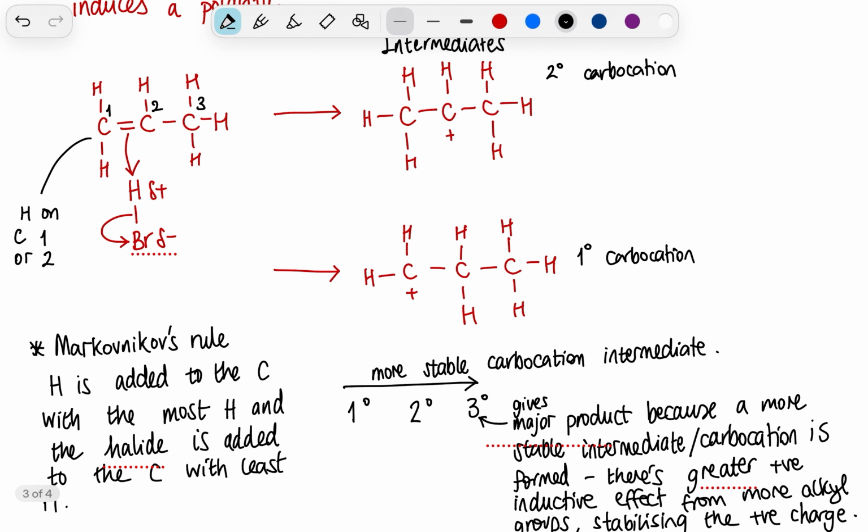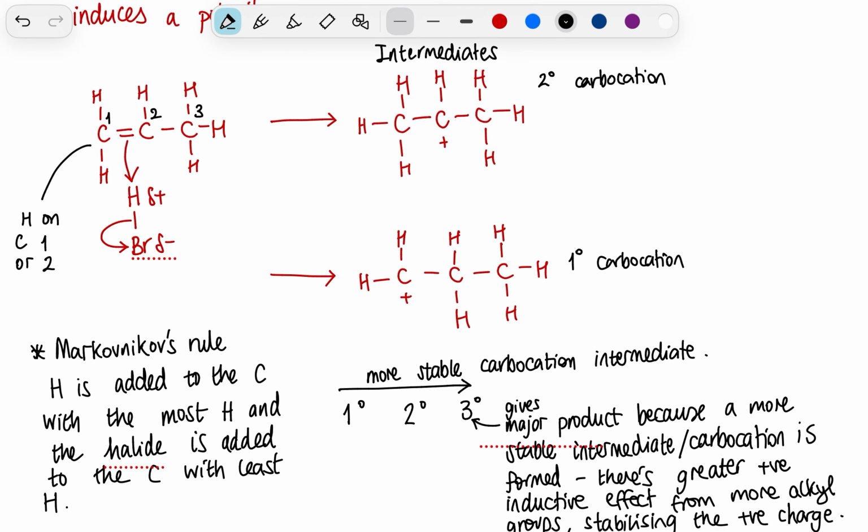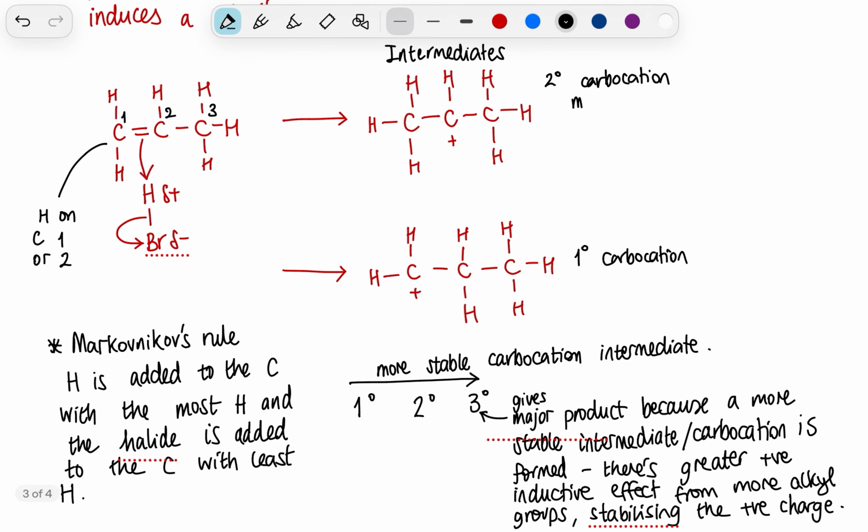So in this case, from both of our intermediates, the more stable intermediate would be the first one, the secondary one. So this will give the major product, and this one will give the minor product. Both of these will be formed, but in different ratios.